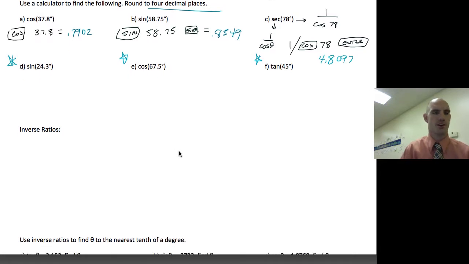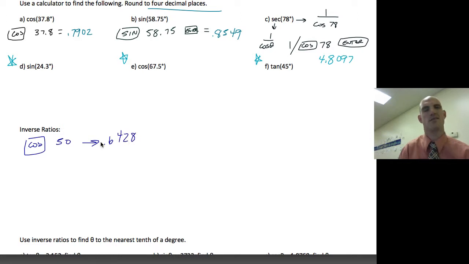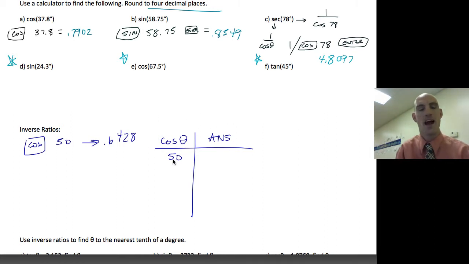Let's talk for a minute about inverse trig ratios. Your calculator is a big giant database, and what you do is you put in cosine of 50 and it spits out the answer 0.6428, thereabouts. And so your calculator stores a table like this: cosine theta. Well, in this case, theta was 50. And it stores the answer in a table alongside it. And so when you put in the cosine of theta, it goes and finds that 50, and it says the answer is 0.6428.